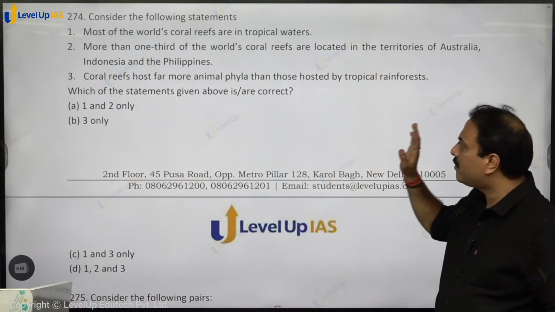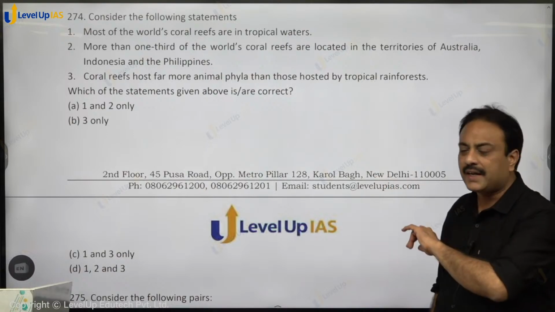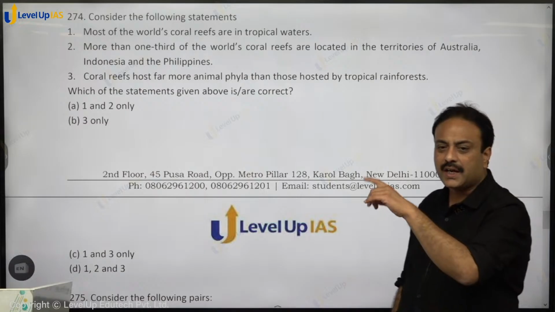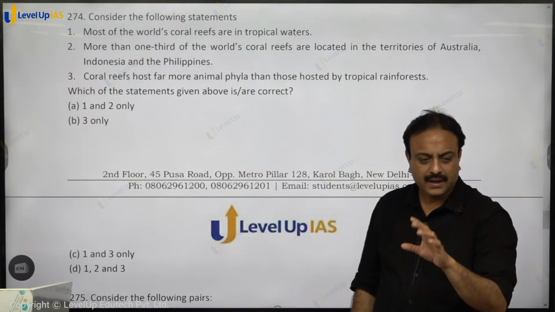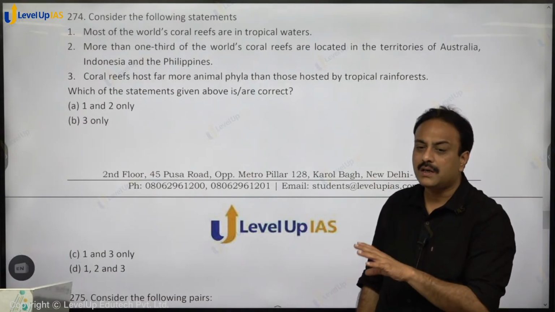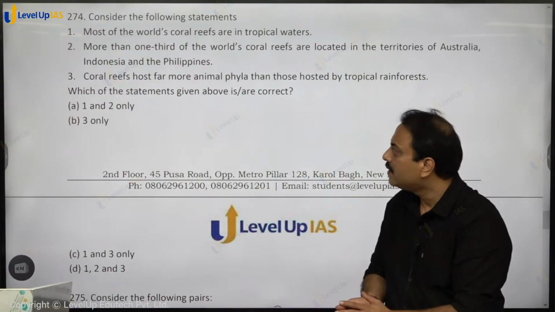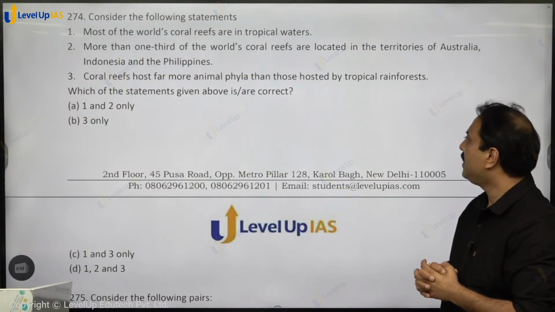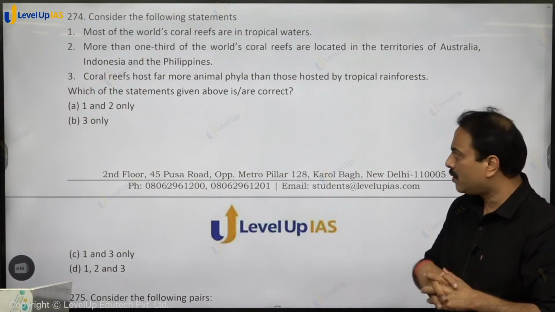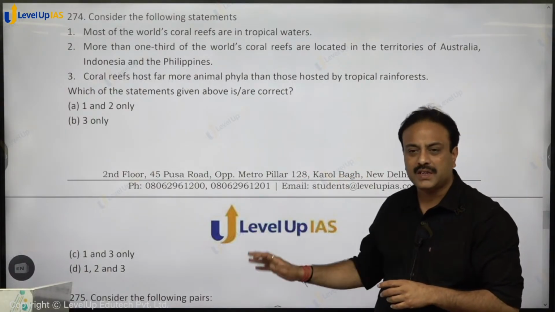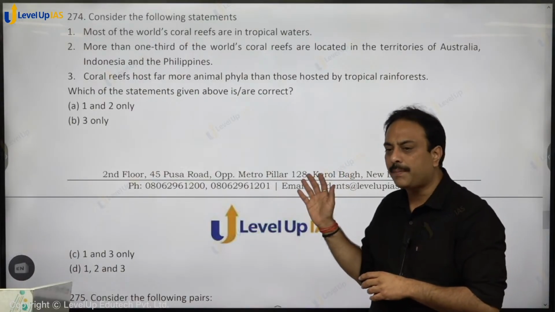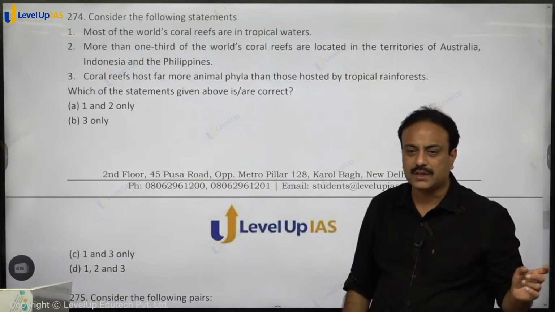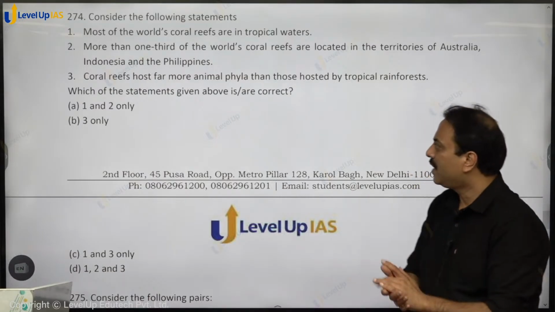More than 1/3 of the world's coral reefs are present in these 3 countries: Australia, Indonesia and Philippines. Australia, Indonesia and Philippines, right? They have more than 1/3 of the coral reefs, correct. Coral reefs host far more animal phyla than those hosted by tropical rainforests. Corals are considered to have more biodiversity in relation to tropical rainforests. And in fact, corals are called the rainforests of the ocean.